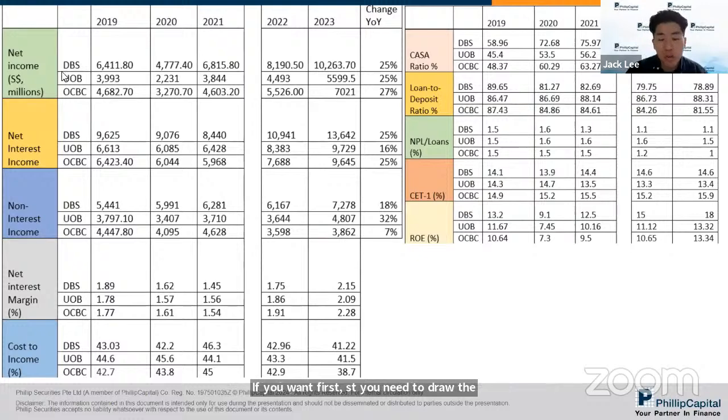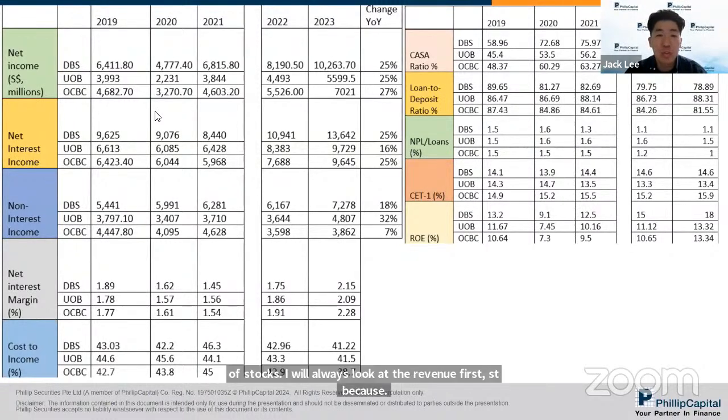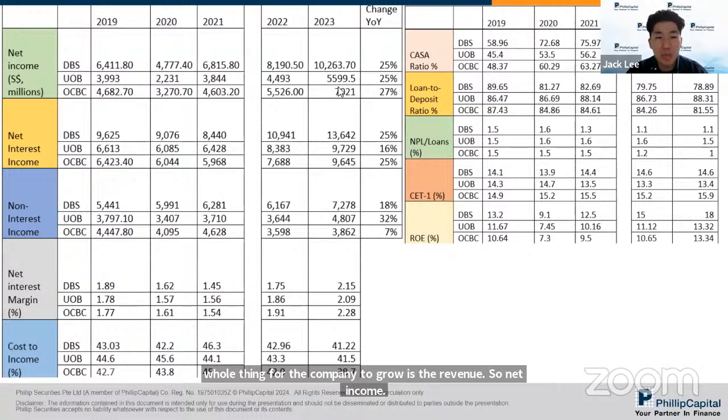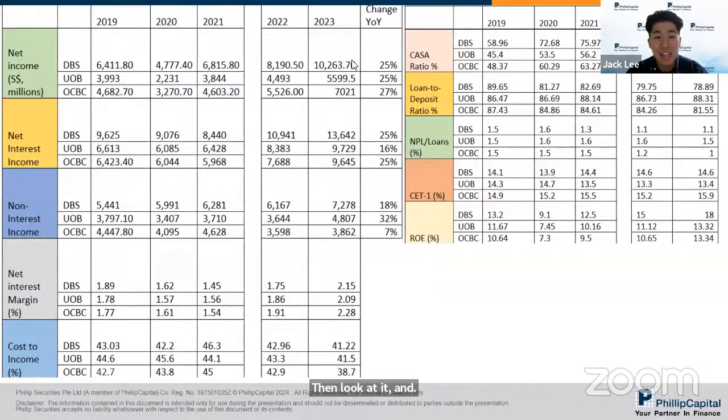So for me, when I look at the fundamentals of stocks, I will always look at the revenue first because the whole thing for the company to grow is the revenue. So net income, let's look at it. And obviously DBS will be the highest, and we look at the growth, it is actually 25% from 2022 to 2023.